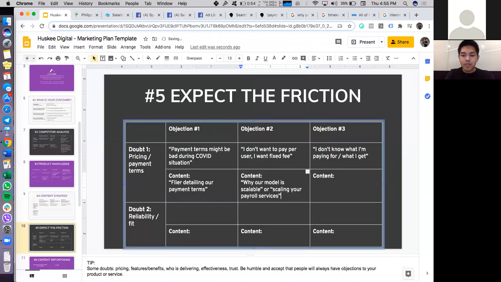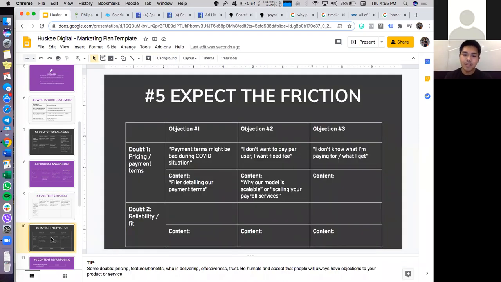Because you want them to understand the reason why you pay per user is because if you onboard 10 more people, it's easier to scale that versus me charging another fixed fee. Okay, and so on and so forth. So what this does, for your number 4 and number 5, is you create a bank of questions or topics that you could talk about.